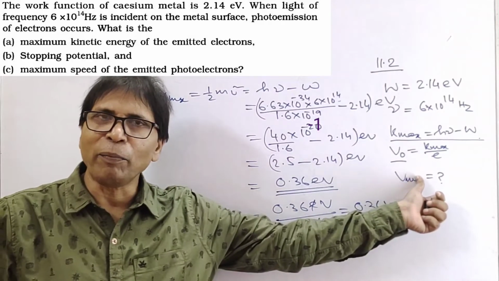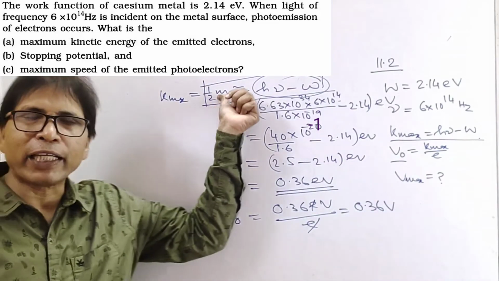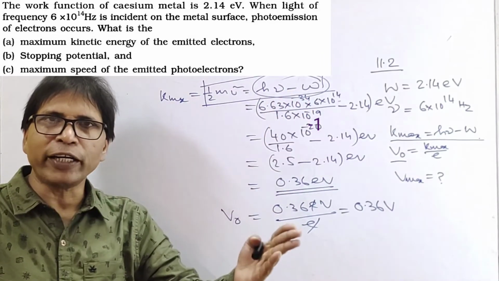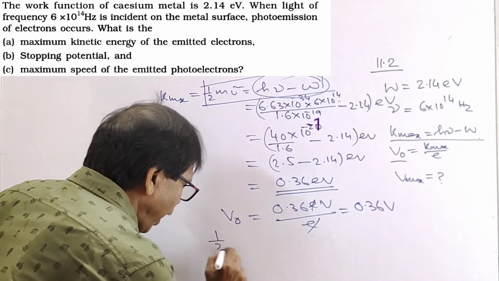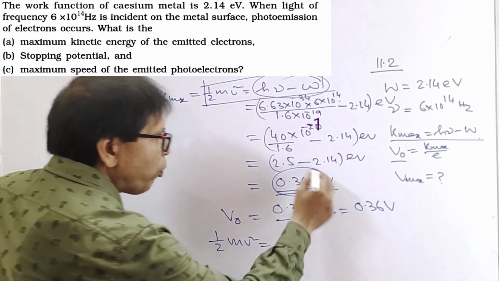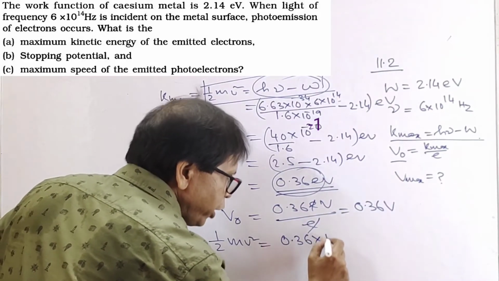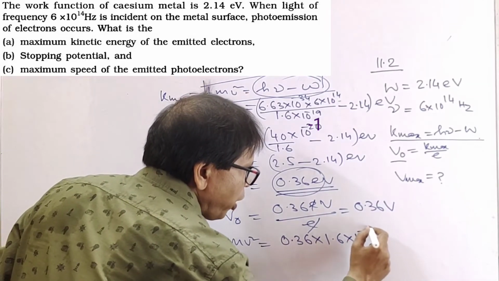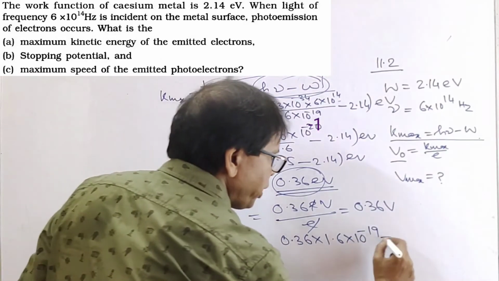Now, the maximum velocity of the photoelectron. To calculate the maximum velocity of the photoelectron, the energy should be calculated in joule unit. So look at this: half mv square is equal to 0.36 electron volt. This 0.36 should be converted into joule, 1.6 into 10 to the power minus 19. So look at this, from here.